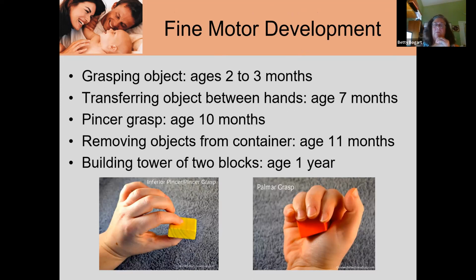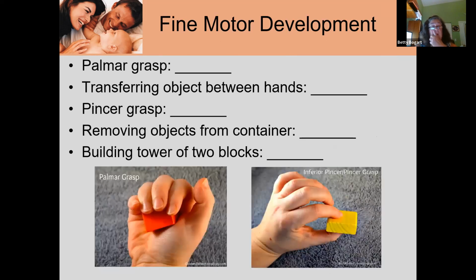So normal, grasping objects, 2 to 3 months. When they can grasp it by themselves, they can transfer it about 7 months. They start a good pincer grasp at 10 months. Earlier than that, it's more of a crude grasp. At 7 months, they still can do a crude, but they're not into just a finger and a thumb, okay? Then they go up to about 11 months, taking stuff out of a container, and then building a block of 2 is at 12 months. So there's different things we look for in these children in development to see if they're progressing properly.